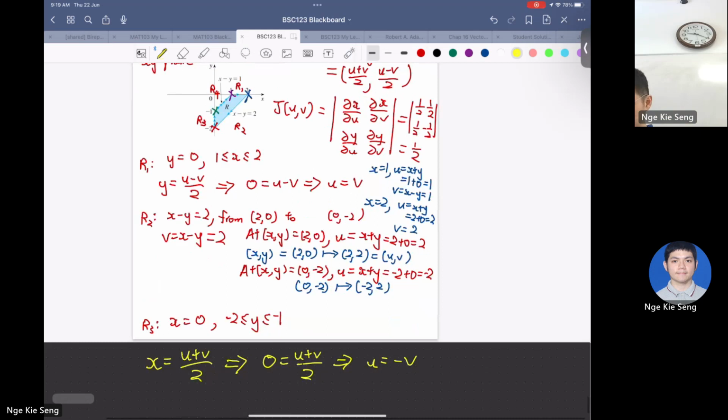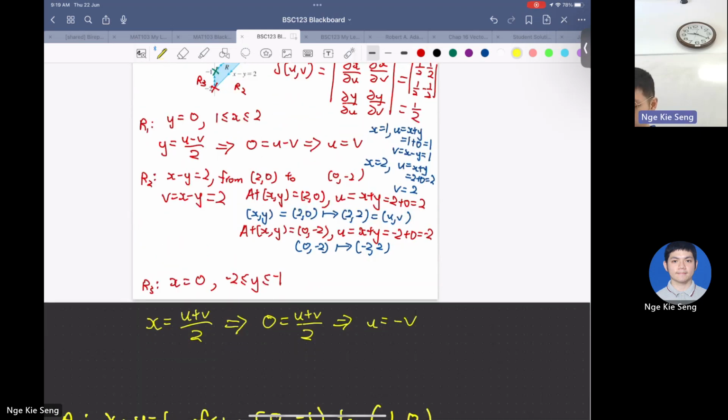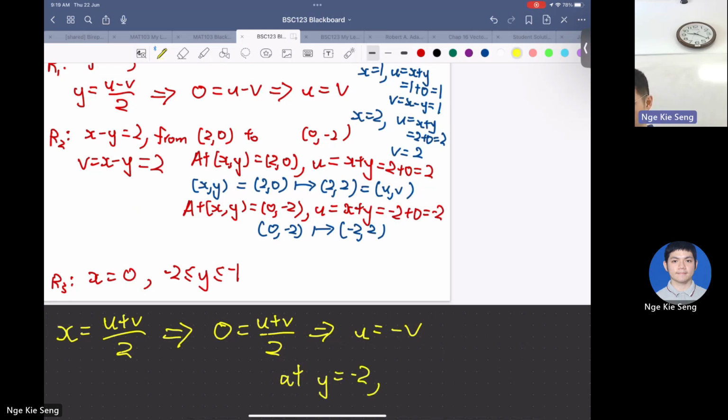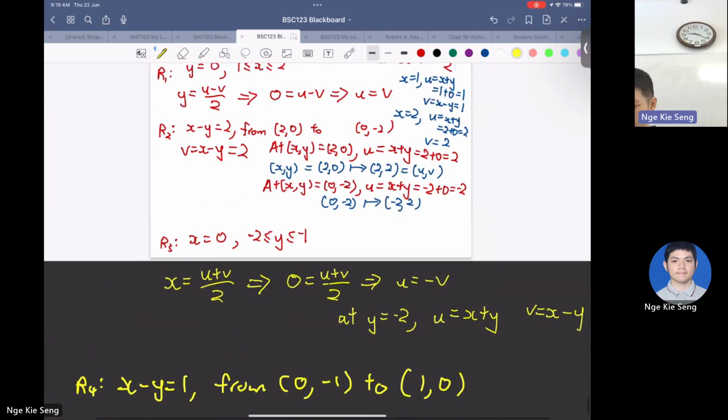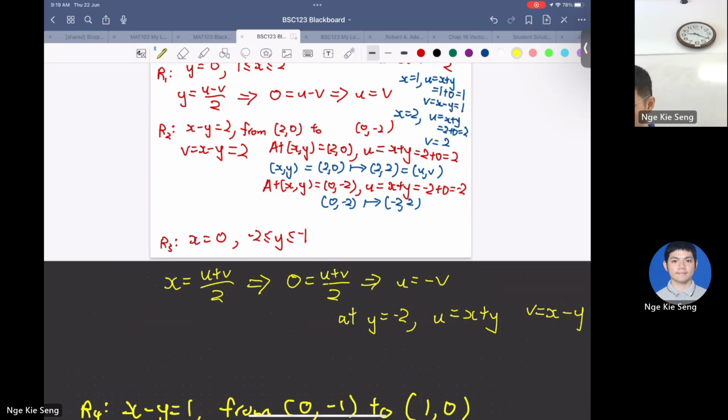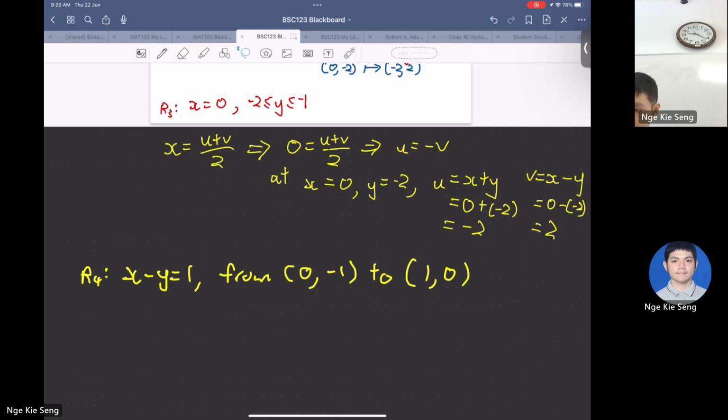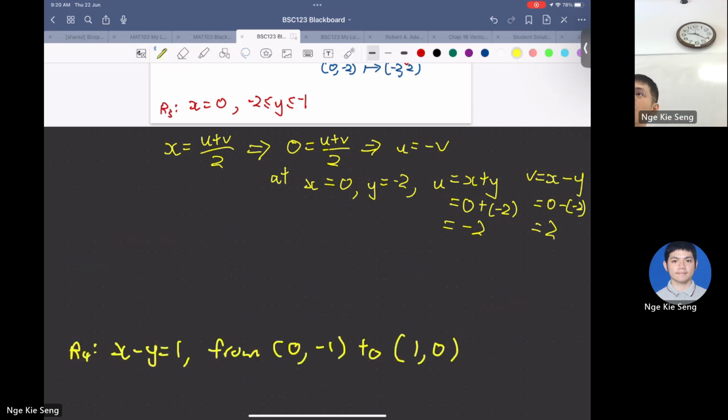How to find the endpoint? You need to find, at y equals minus 2, what happens to our u and v. u is x plus y, v is x minus y. So at y equals minus 2, what happens to our x and y? x is just 0 and y is minus 2. So (u, v) is just minus 2 and 2. Actually, you have an extra condition at the beginning, x equals 0, because it lies on the line y minus x equals 0. Make sense?